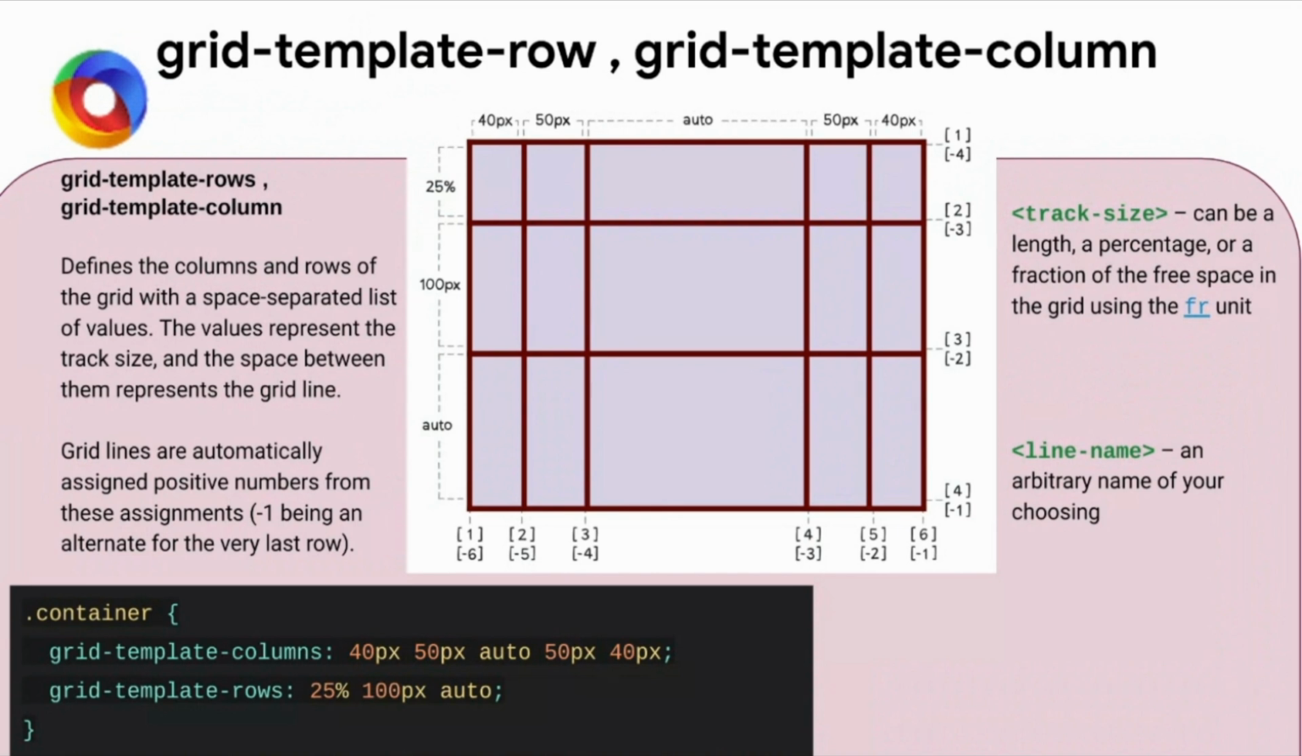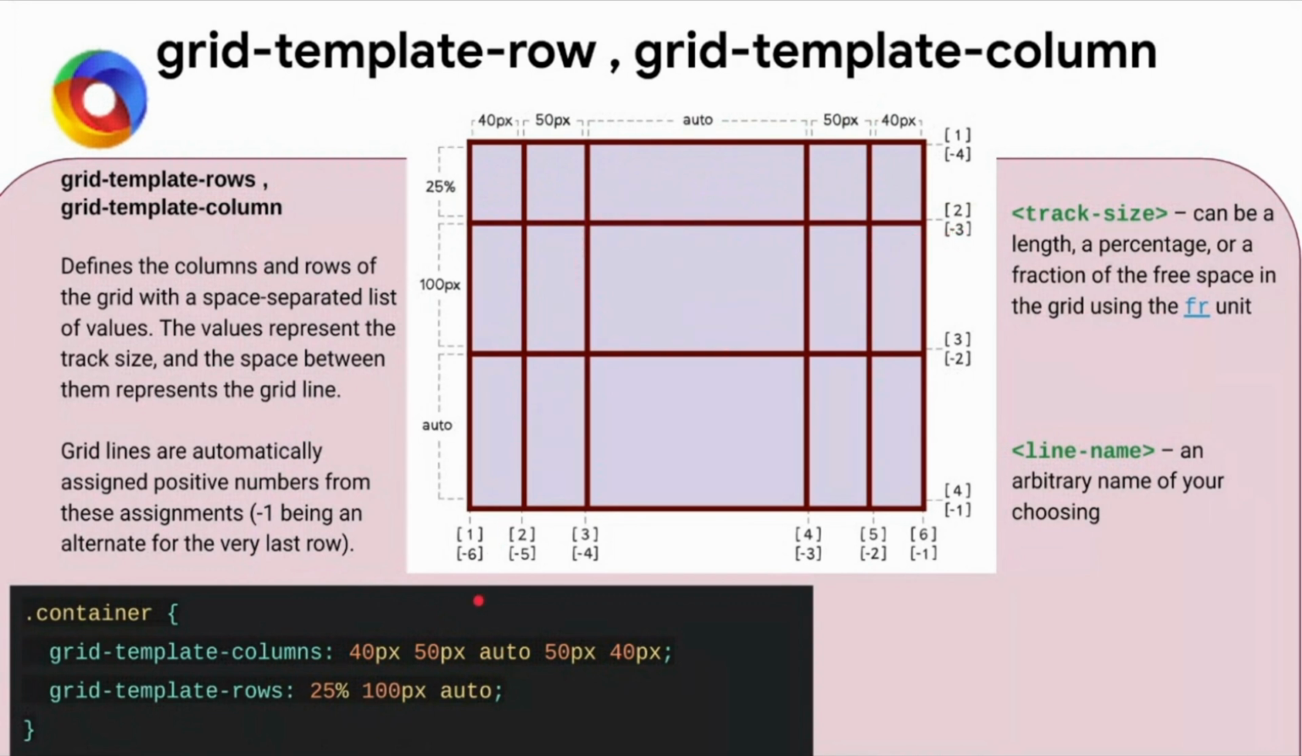Now coming to grid template rows and grid template columns. What the word grid template suggests is that your main columns are created; the extended, implicit columns you have seen are not created with grid template. It will create only your main rows, whatever you want to initialize. So here I have added 40 pixel, 50 pixel, auto, 50 pixel, like that I have created 5 columns. Whatever size you have given, based on that it will be created.